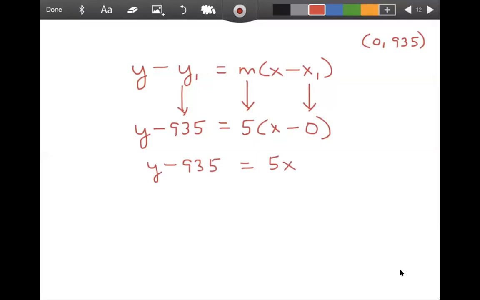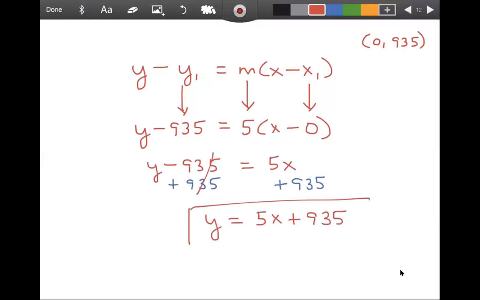I don't think they told me what form to write this equation in. So when they don't say what form, I usually go to slope-intercept form. All right, so this equation would be y equals 5x plus 935. So the idea is you give me a year, and I will use this equation to predict the number of eating establishments in that year.